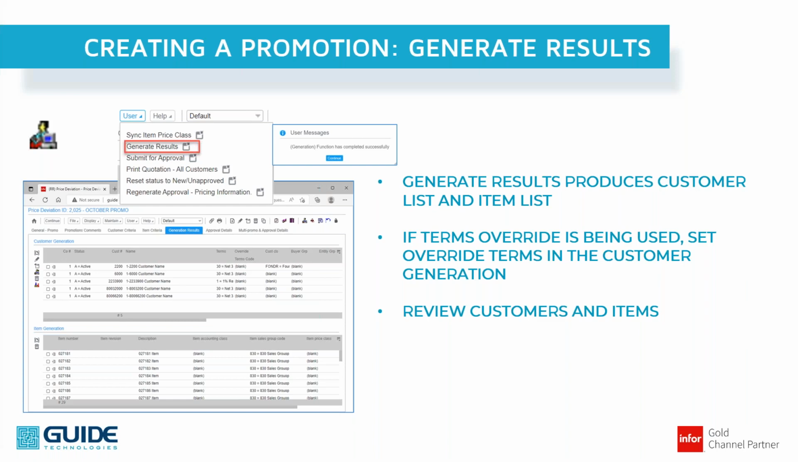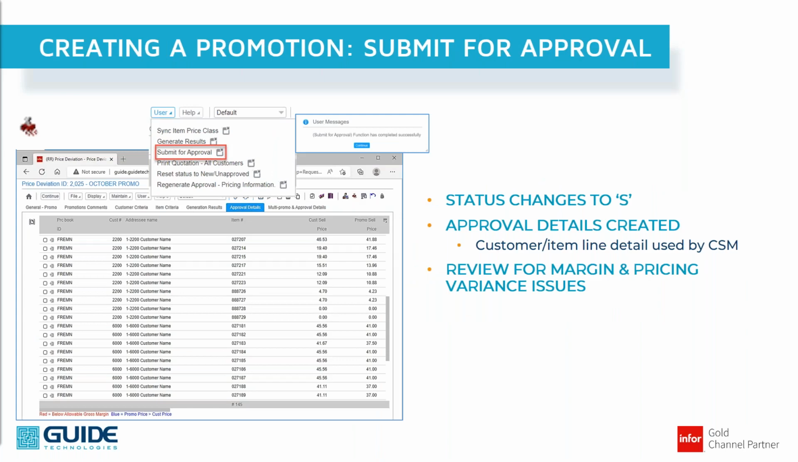The key here is you're going to review to make sure that you got the right customers, you've got the right items. If your generation was successful and you're happy with the lists, then you're going to submit it for approval. When you submit it for approval, it will actually create a file that has every one of those combinations for every customer, for every item. So it can be a very big file, but it does look at customer item and it starts to do some of the calculations for you now, where you're going to see what the promotional price is. It will calculate the margin. All of these things will become available.